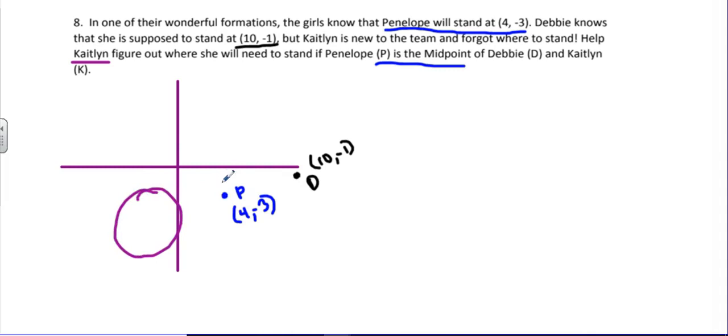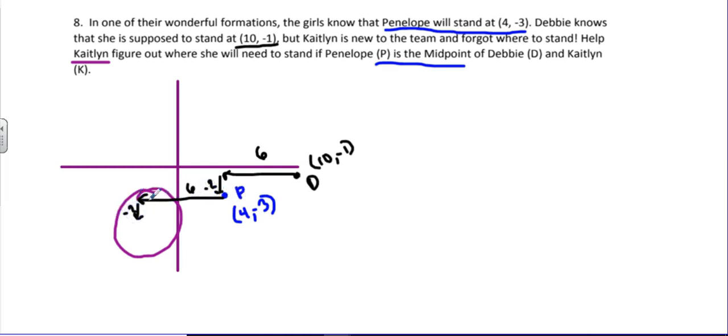And there's a few different ways that we can find this answer. We can look at this diagram. We see that from Debbie to Penelope, it went over 6 units and then down 2 units. So we can do that again. We can go over 6 units and down 2 units. And that would give us our answer.